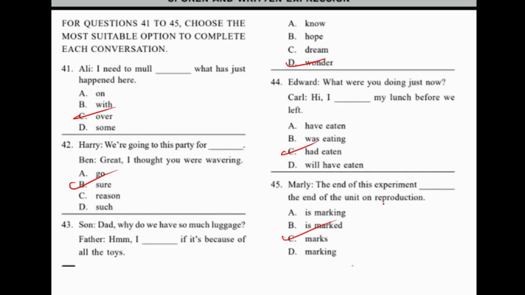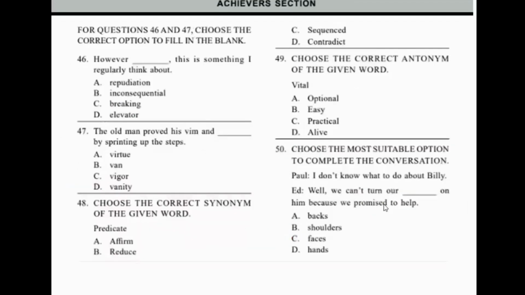This was about the section 3. Now let's move to the last section. It's about achiever section. Okay. Now for questions 46 and 47, choose the correct option to fill in the blank. However, dash, this is something I regularly think about. So what could be the correct answer? Repudiation. What do you mean by repudiation? It means to reject. Okay. So this has no relation with the given sentence, so it's not the correct answer.